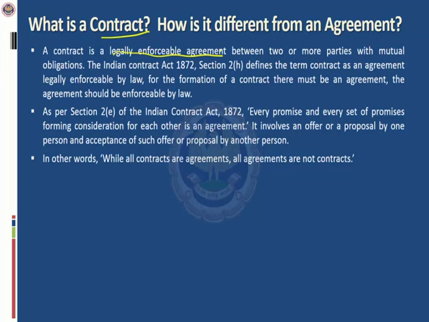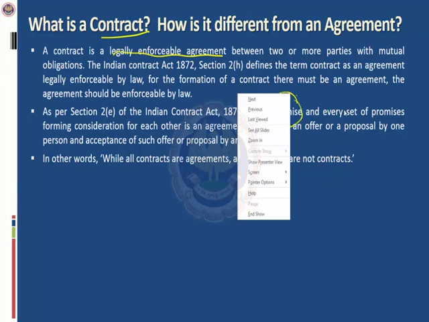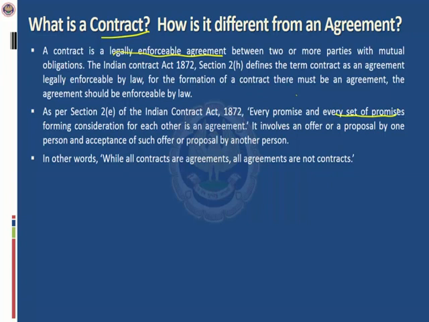Then we talk about the word agreement under the Contract Act. So what is an agreement? It says every promise and set of promises forming consideration for each other is an agreement. So the first word that needs our importance here is the word promise. The second, a set of promises, can also emanate. That is, it can be one activity altogether or a series of activities which can be a part of an agreement. Then there has to be presence of a consideration. Now this consideration may be adequate, it may be inadequate, or there may be a gratuitous act as well. Then it should involve an offer, a proposal by one person, and acceptance of such offer or proposal by another person. That is, one person cannot make an offer to himself and accept the same as well.